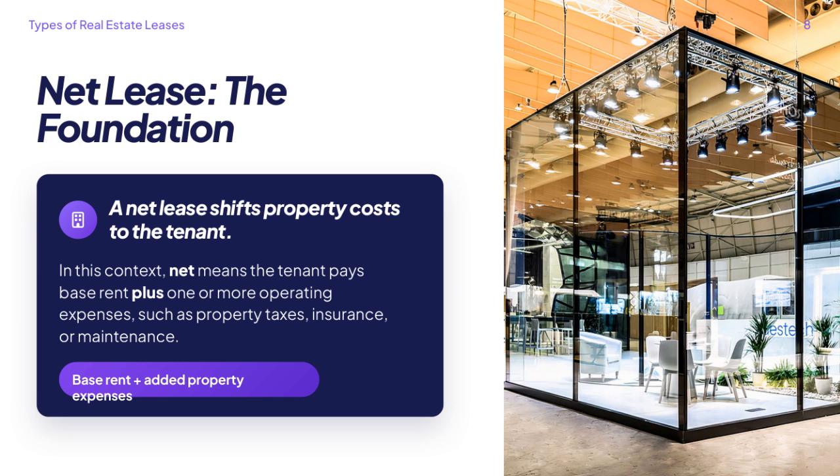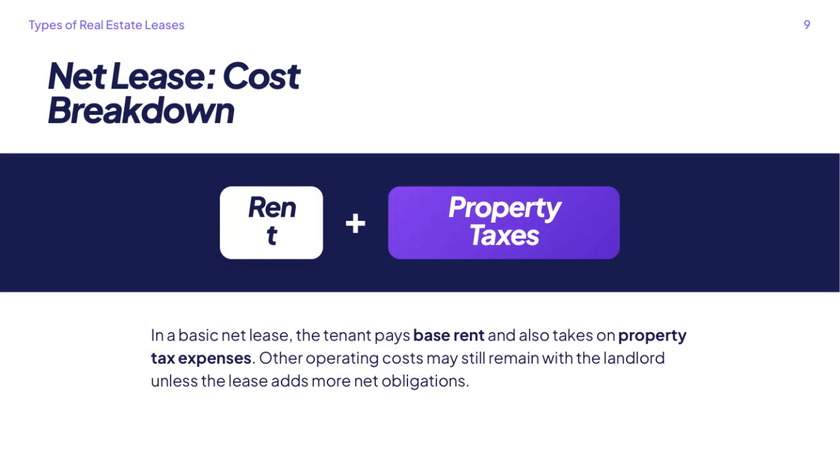This structure helps clarify who is responsible for what, and is a key concept in understanding different types of real estate leases. Here we have a breakdown of a net lease, specifically focusing on costs. In a basic net lease, the tenant is responsible for paying the base rent, just like in standard leases. However, what sets it apart is that the tenant also takes on the property tax expenses associated with the property. This is important because it shifts some financial responsibility from the landlord to the tenant.